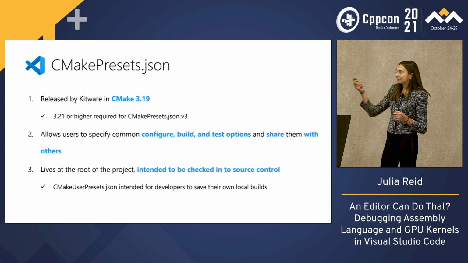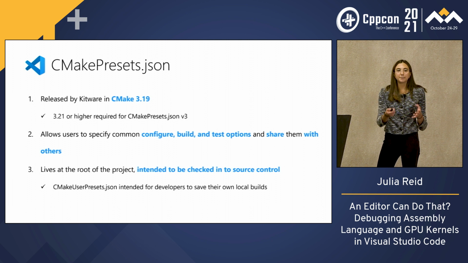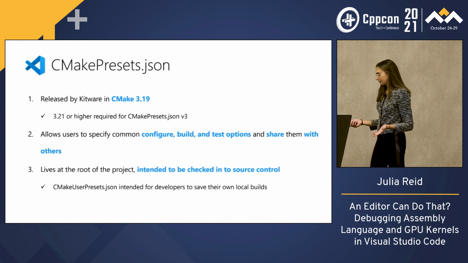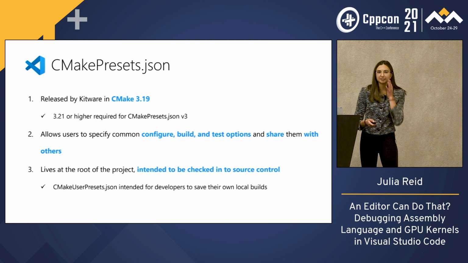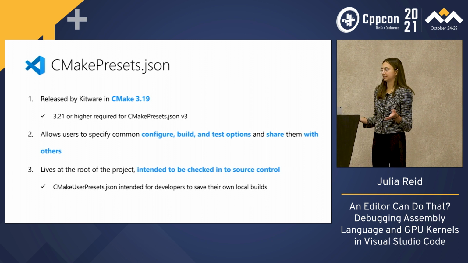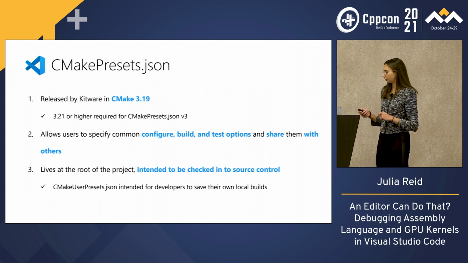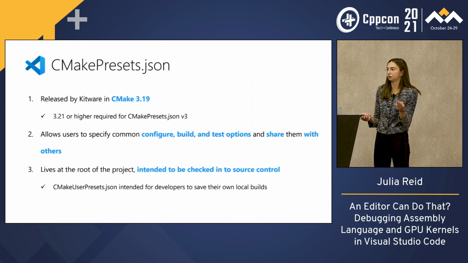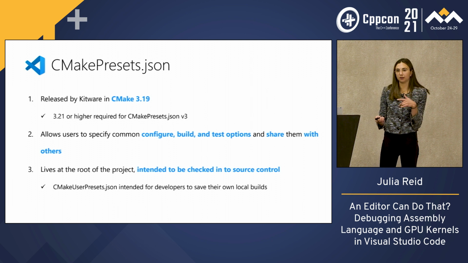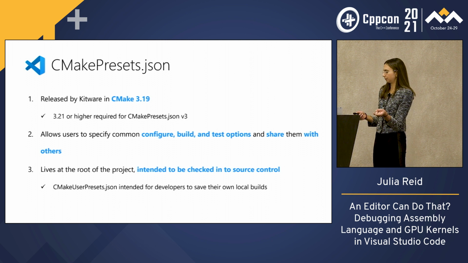So that file is intended to be checked into source control, but it has a companion file called CMakeUserPresets.json, which is intended for developers to save their own local builds, and that does not get checked into source control. So I'm using CMake presets for my blank project, and I have two configure presets that I've set up. One is for debug, and one is for release.